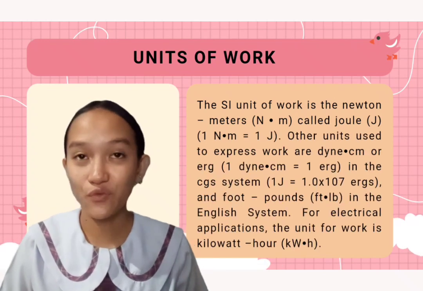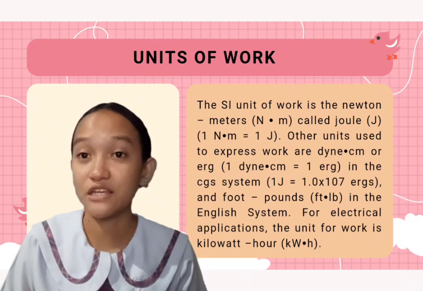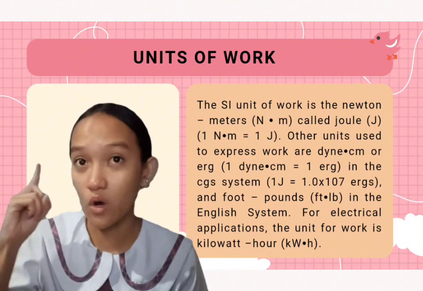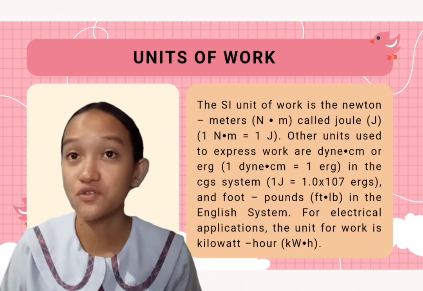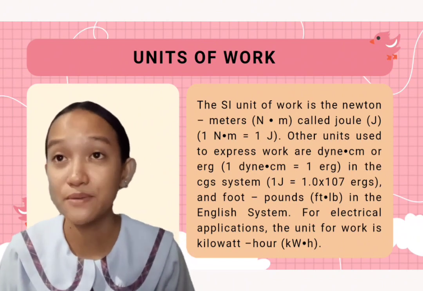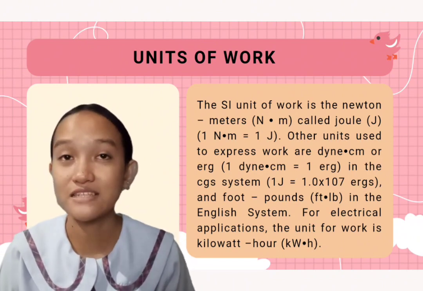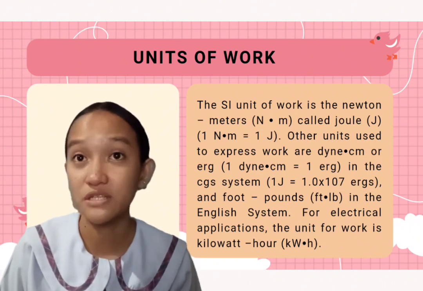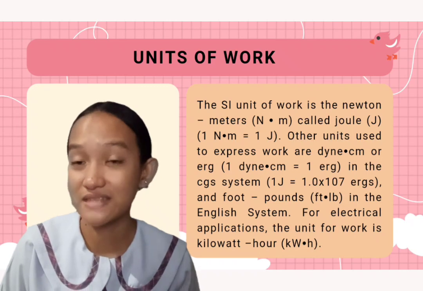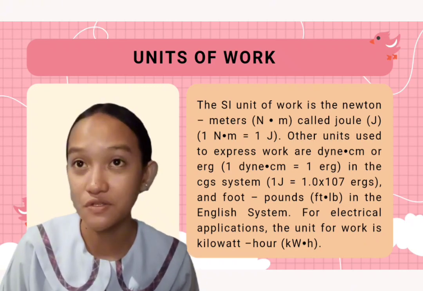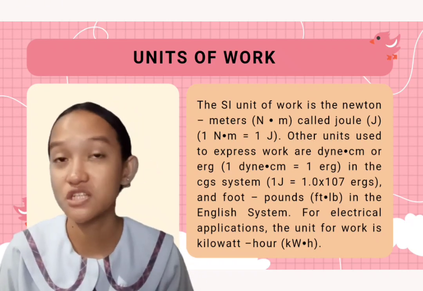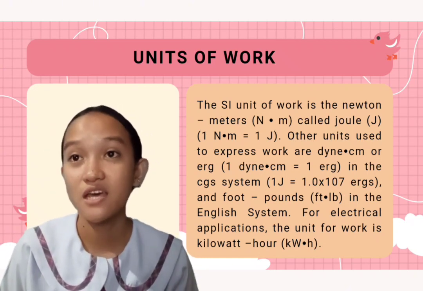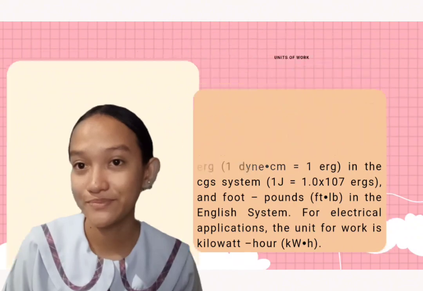So for the units of work, the SI unit of work is the Newton meter, called joule. 1 Newton meter is equal to 1 joule. Other units used to express work are dyne centimeter or erg. 1 dyne centimeter is equal to 1 erg. In the CGS system, 1 joule is equal to 1.0 times 10 raised to the power of 7 ergs, and foot-pounds in the English system. For electrical applications, the unit of work is kilowatt-hour.